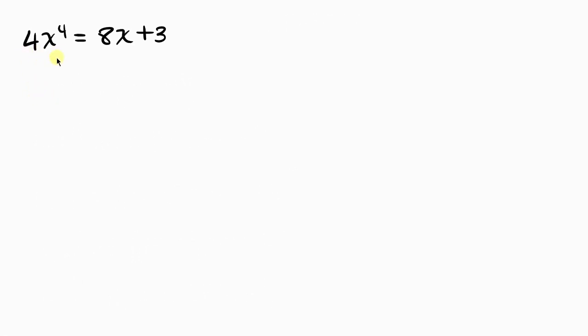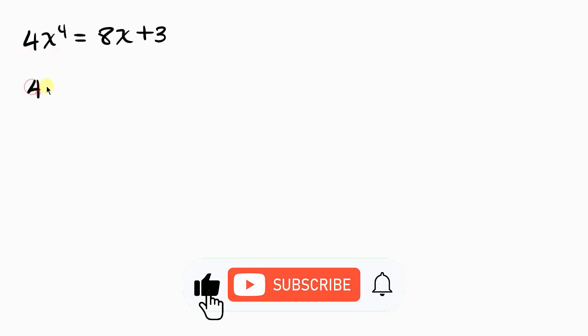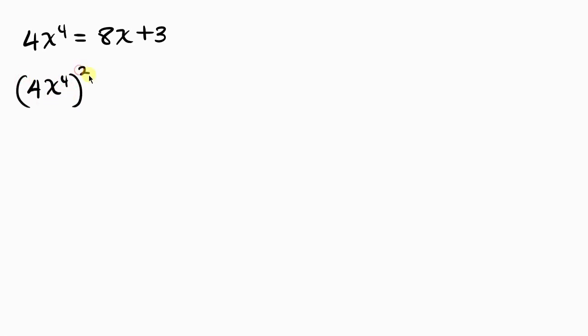So let's square both sides. So this is 4x to the fourth. I'm going to be squaring this, equal to the right-hand side. We have 8x plus 3. I'm also going to be squaring this.